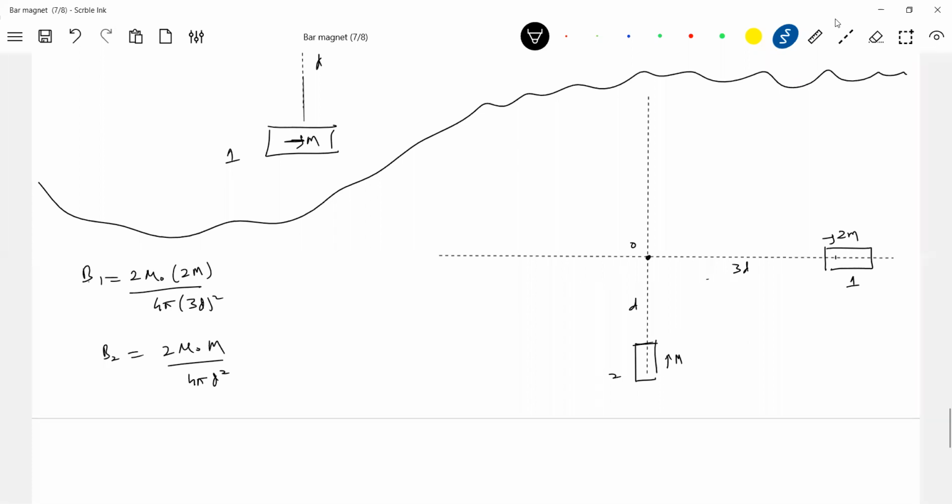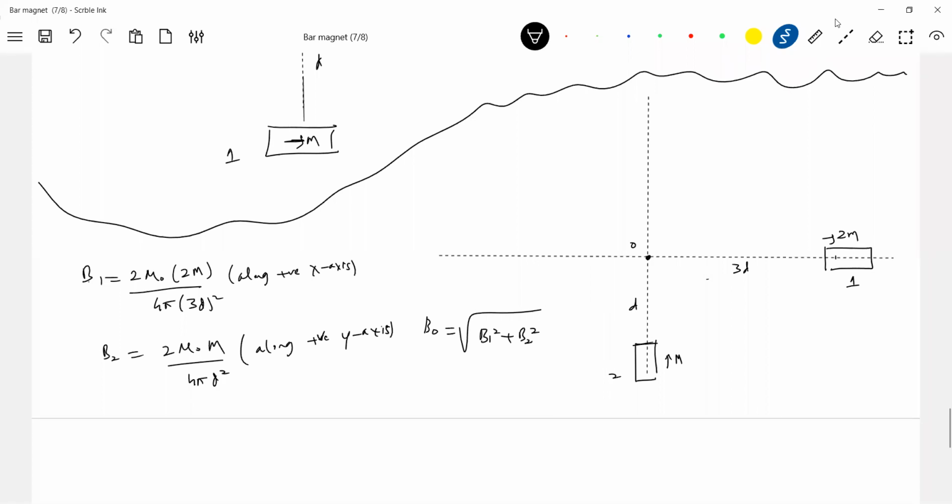At the origin it is asking the resultant field. And how are these two? This is along the positive x-axis. This is along the positive axis. So the resultant field will be root of b1 square plus b2 square. Any orientation, let it be any orientation. Just take that B bar is a vector, so the vector sum is what you have to take.